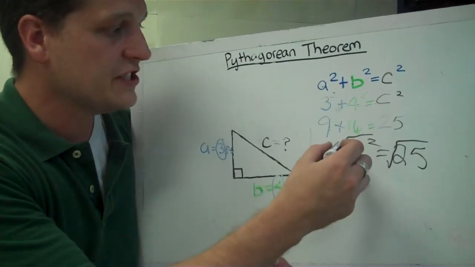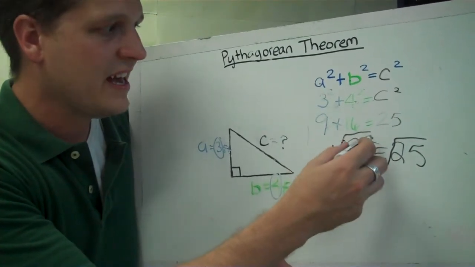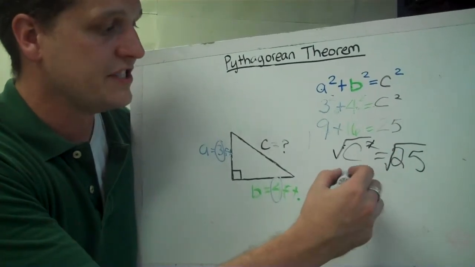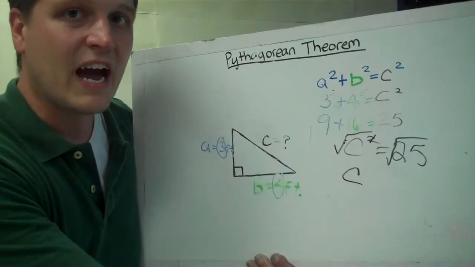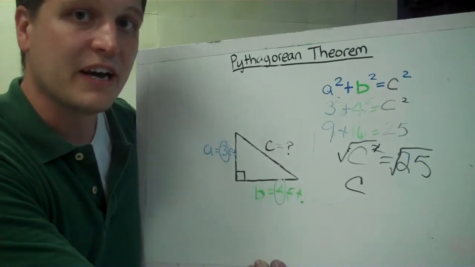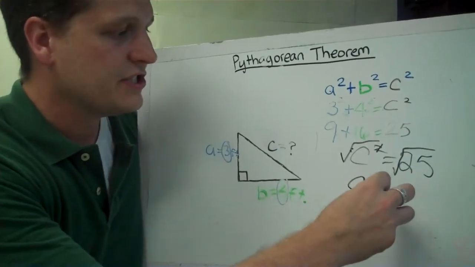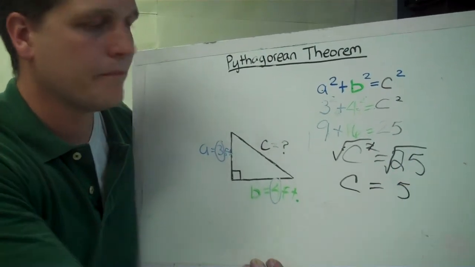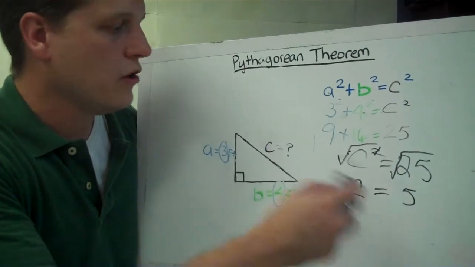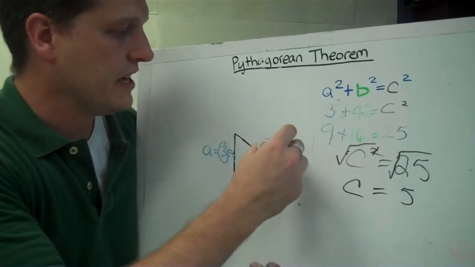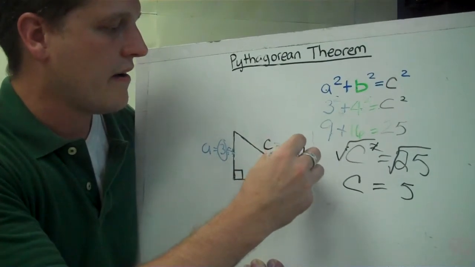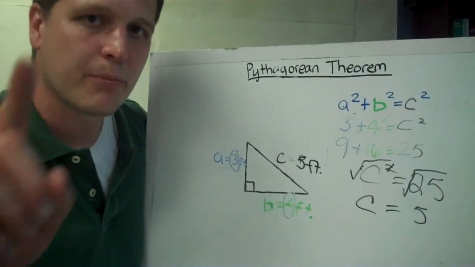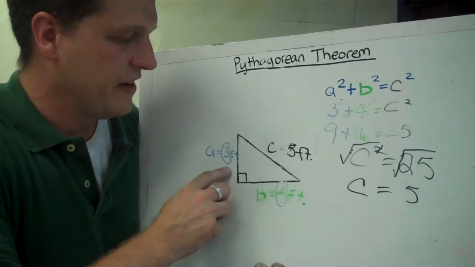Now, this square root box here cancels out the squared part of the c, okay? So we're just left with c. Now, we have two numbers that multiply by each other to give us 25. So c equals 5. Okay? So we know that our side c is going to be 5 feet.